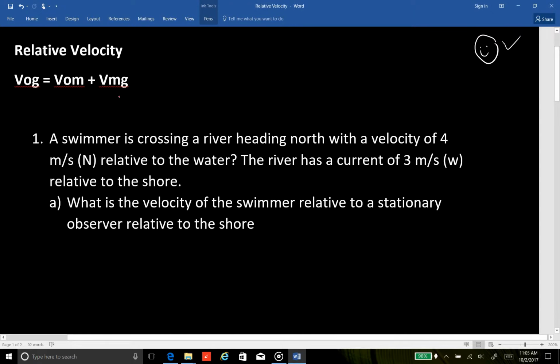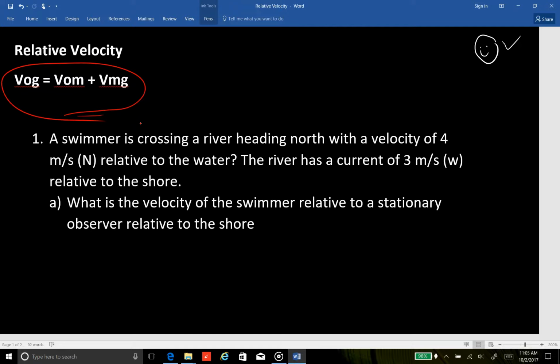So this is an equation which says VOG. So what is VOG? VOG is the object that you're looking at relative to the ground. It has a velocity that is the sum of two things. One is the object's velocity relative to the medium that it's in. So the medium that it's in could be water, it could be the air, whatever it's traveling through, that's the medium. Okay? Plus the velocity of the medium itself.